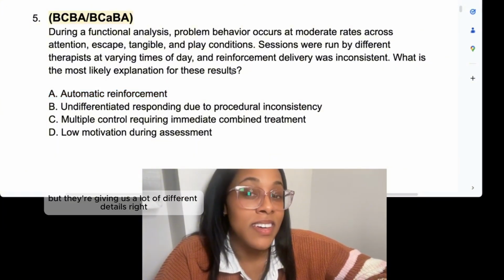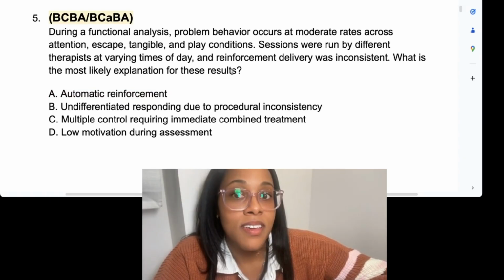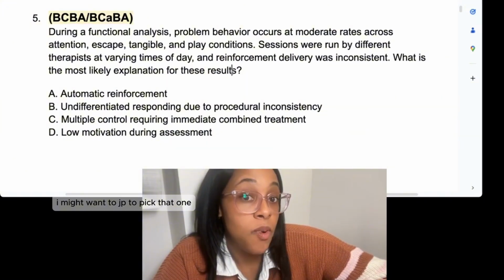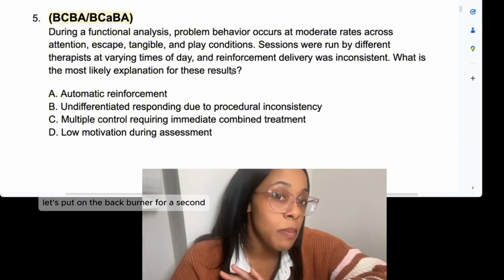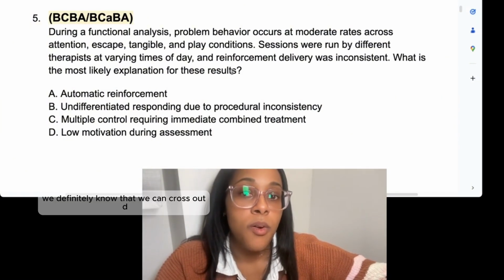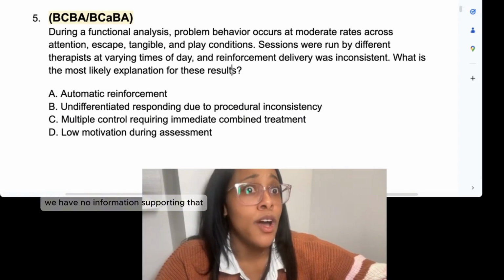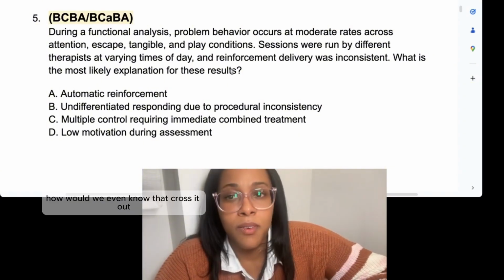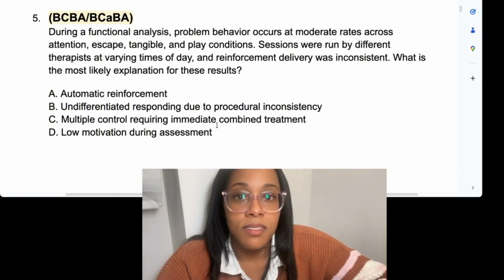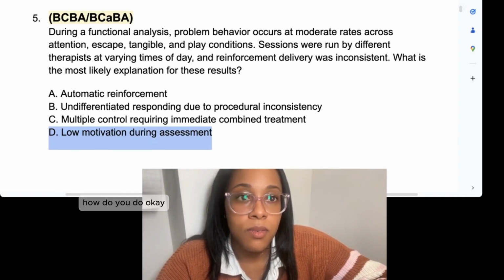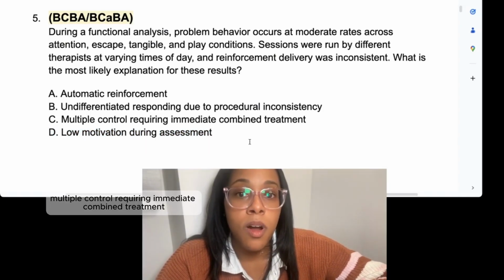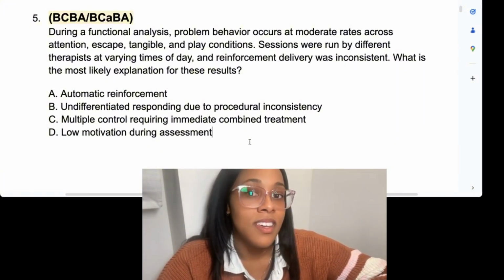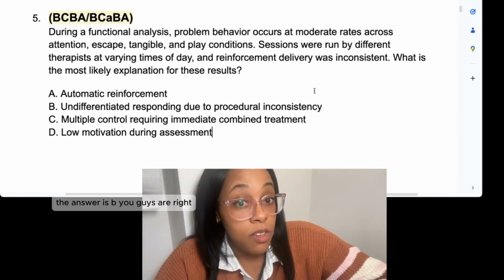But they're giving us a lot of different details, right? I might want to jump to pick that one, but again, I might be like, let's put it on the back burner for a second. We definitely know that we can cross out D. We have no information supporting that. Low motivation during assessment, like how will we even know that? Cross it out. Multiple control requiring immediate combined treatment. That just sounds like words put together. What does that even mean? The answer is B. You guys are right.